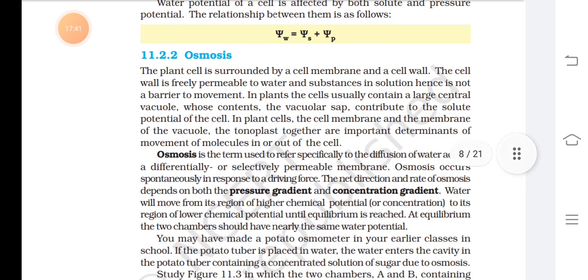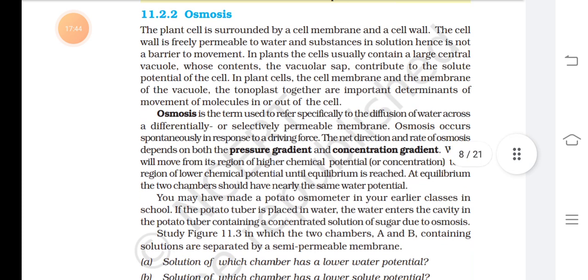11.22 Osmosis. The plant cell is surrounded by a cell membrane and a cell wall. The cell wall is freely permeable to water and substances in solution, hence is not a barrier to movement. In plants, the cell usually contains a large central vacuole whose contents, the vacuolar sap, contribute to the solute potential of the cell. In plant cells, the cell membrane and the membrane of the vacuole, the tonoplast, together are important determinants of movement of molecules in or out of the cell.